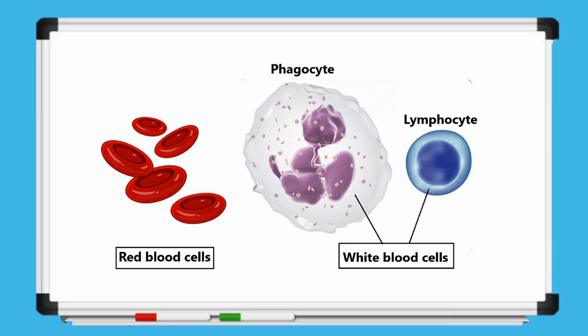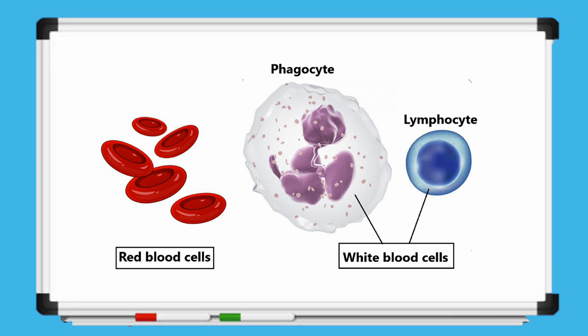Next, we move on to the white blood cells, which play a major role in defending the body against disease. The first type is the phagocyte. These are larger cells with an irregular outline. Their most distinctive feature is a multi-lobed nucleus, and their cytoplasm appears granular because it contains lysosomes that help digest foreign particles. Phagocytes protect the body by engulfing and breaking down bacteria, debris, and other harmful materials.